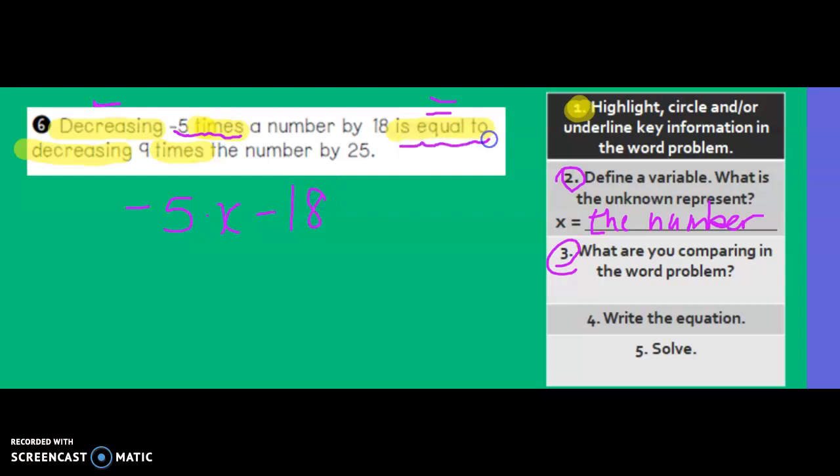Then it says is equal to, so now we're going to put our equal sign in. And then we're going to decrease 9 times the number by 25. So 9 times the number will be 9x, and we're going to decrease that by 25, which means subtract 25. So this should be the equation that you should have written down for that word problem.